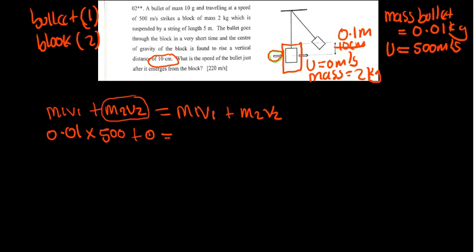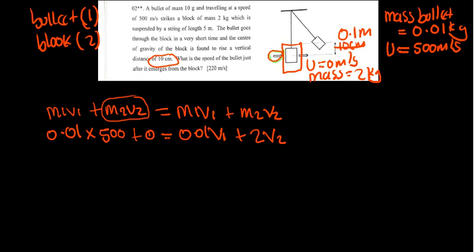So what about our m1? 0.01 multiplied by our v1, which we are looking for, plus, what is our m2? Our m2, we've been told is 2 kg, which is just a 2. Then our v2 is what we don't have. Okay, so in this case, we don't have the two variables, v1 and v2.